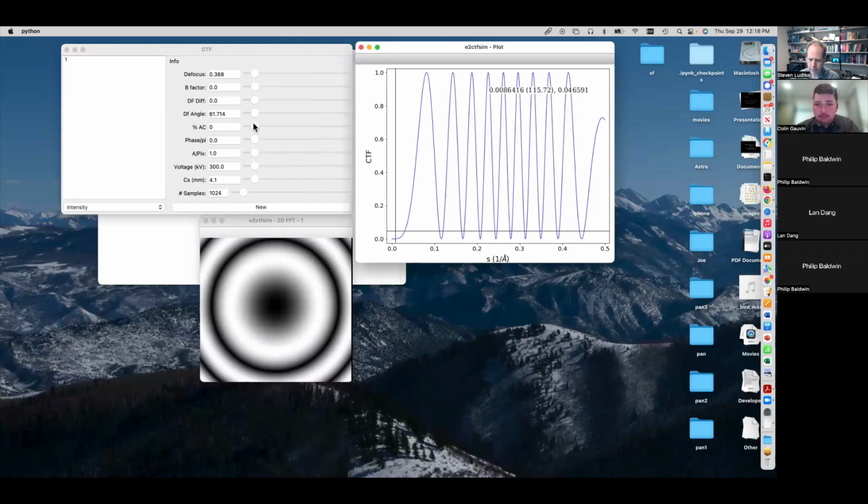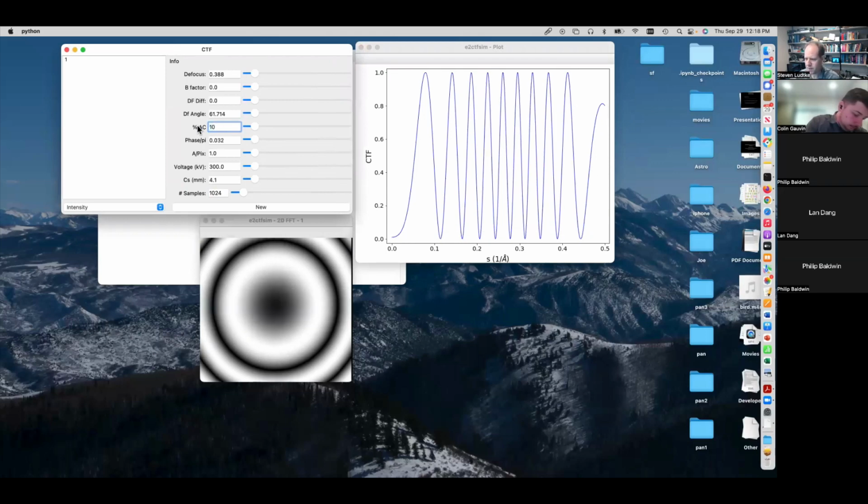Now that's with no amplitude contrast. Now the typical specimen that you put in the electron microscope, a typical single particle specimen, is normally estimated to have somewhere around 10% amplitude contrast.